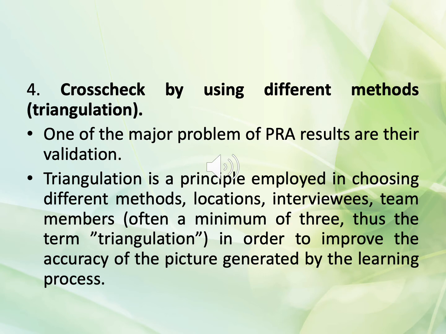The fourth principle is about cross-checking by using different methods. That is also called the triangulation method. One of the major problems of PRA results is their validation. So triangulation is a technique which validates the results. It is a principle employed in choosing different methods, locations, interviews, interviewees, team members, often a minimum of 3, thus the term triangulation, in order to improve the accuracy of the picture generated by the learning process.